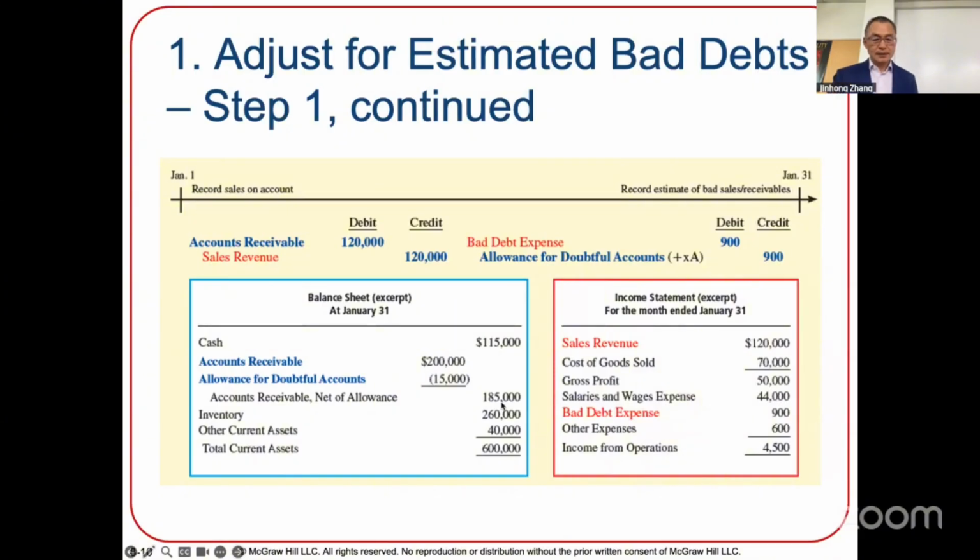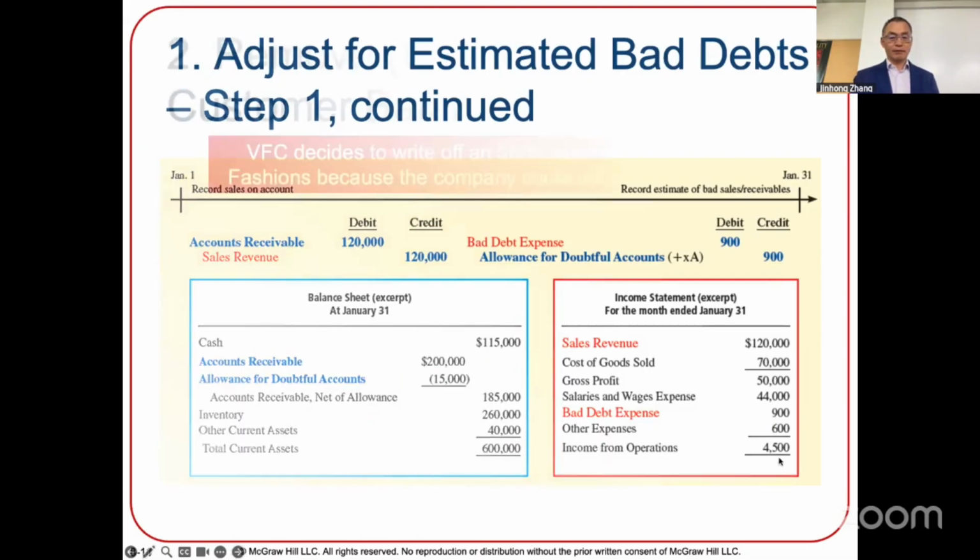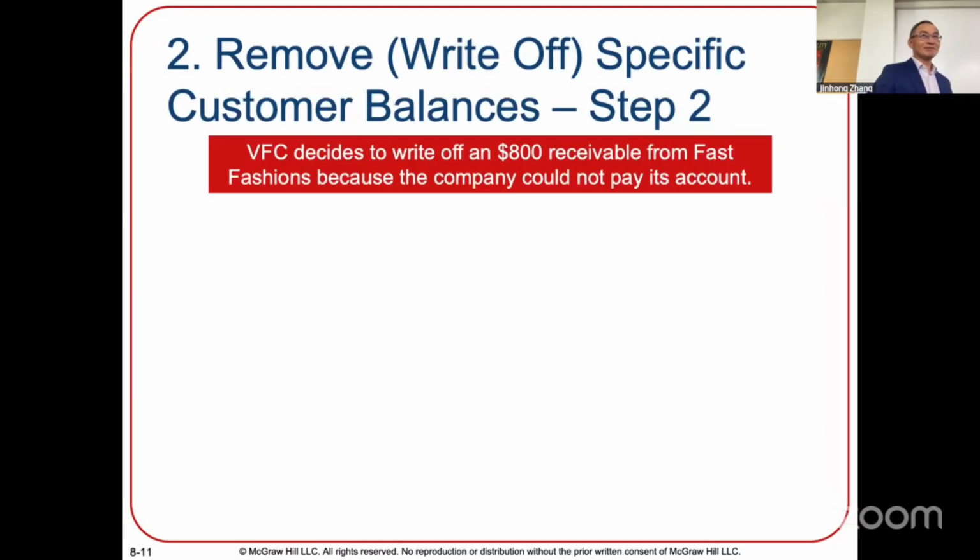And then the income statement, you've booked the bad debt expense here, so the income is less, so you become conservative. Make sense? Okay, everybody make sense? Good, thank you.